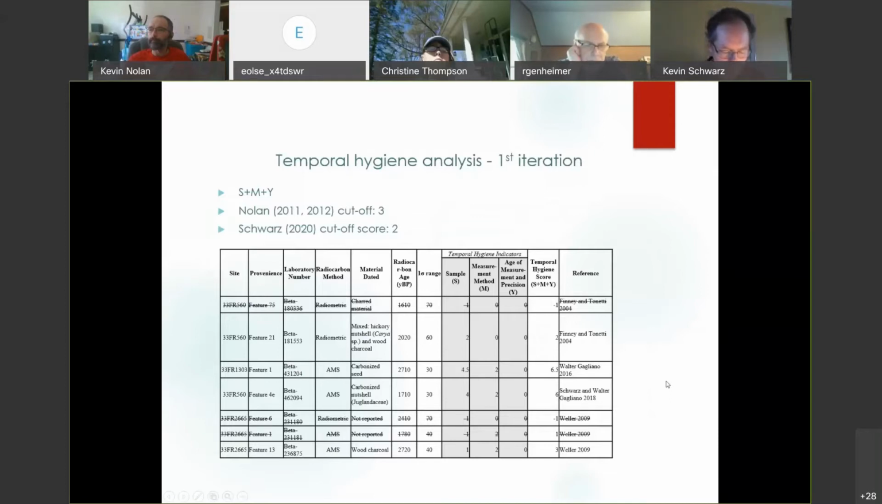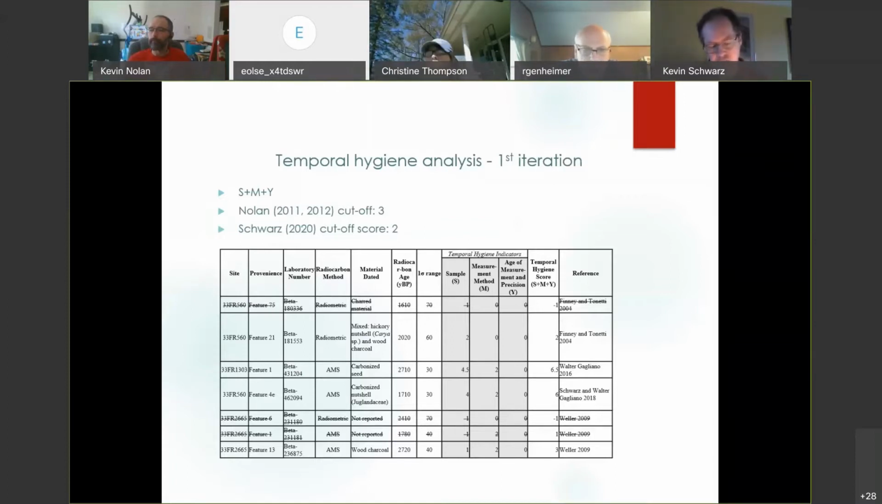So the method that Dr. Nolan made is the 3 variable method with sample method and year, and I've put that in this spreadsheet. Now he was studying the Fort Ancient period, which to my mind is better known than at least the Middle Scioto Valley during the Woodland period, and he had a cutoff score in his method of 3.